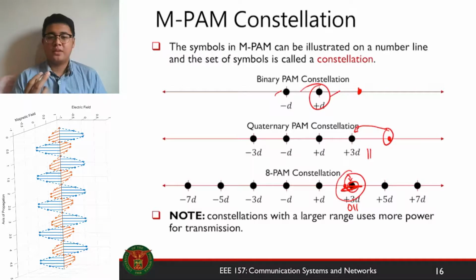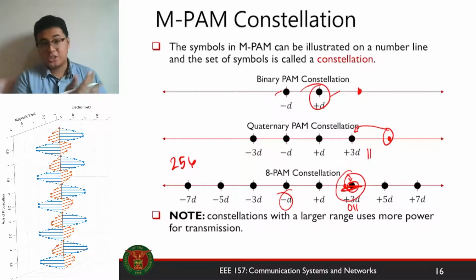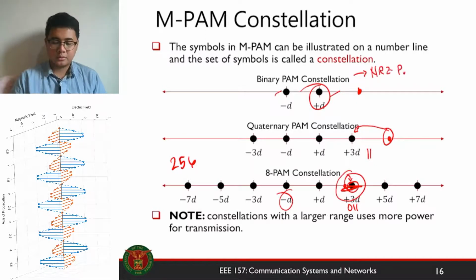And if you have a larger constellation, maintaining D, meaning you maintain the minimum distance between symbols, you're using more power in your digital modulation. So using more power in digital modulation, we can actually use even 256 symbols. That's a large constellation, but it will use a lot more power compared to your 8 PAM, quaternary PAM, binary PAM, and so on and so forth. Just a note that this binary PAM constellation corresponds to your non-return to 0 polar code.